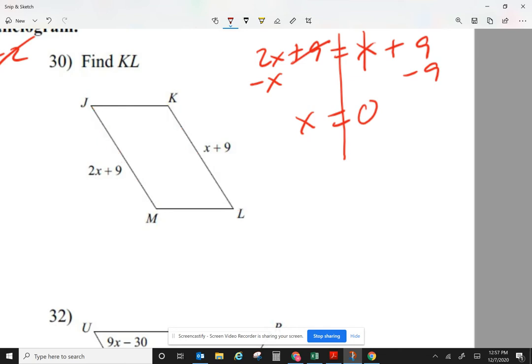Now, the instructions here are find KL. Find the measurement of side KL. KL is right here. I want to know how much is x plus 9. Use the value of 0. Or use the value of x, right? X plus 9, knowing that x is equal to 0, my answer should be 9.